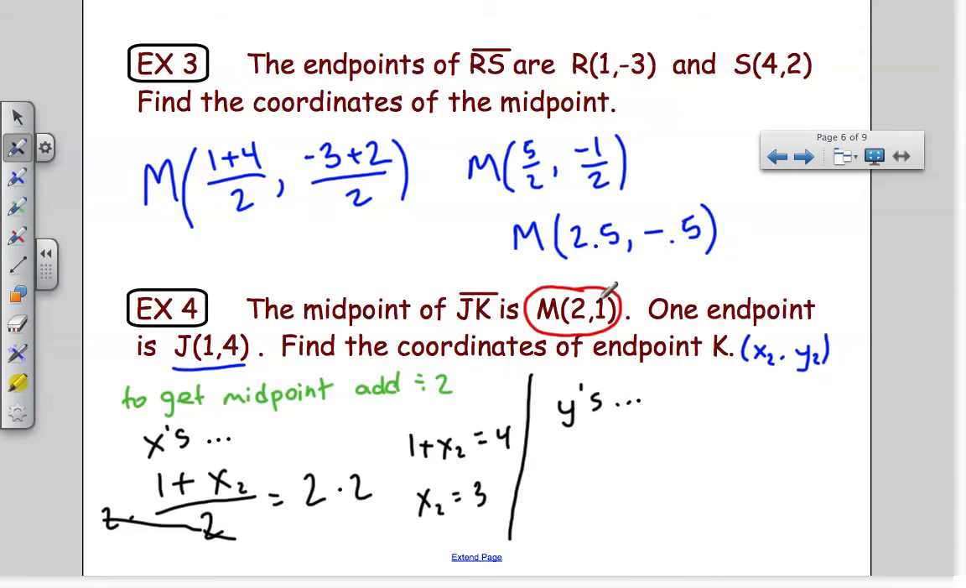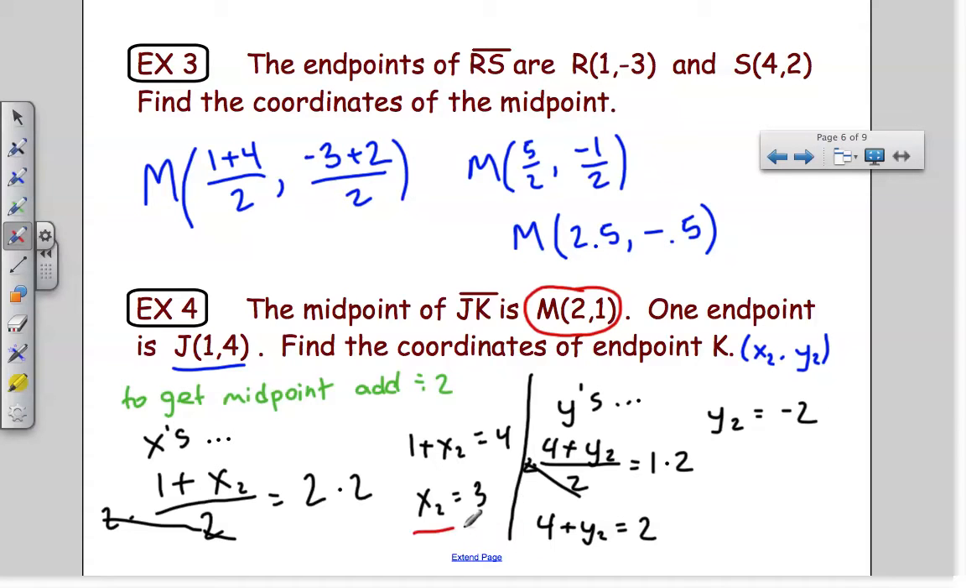I know to get this midpoint y, I had to add the y's divided by 2. The y of one endpoint is 4. The y of the other endpoint, I don't know. Y sub 2. But I know that if I add and divide by 2, I get the middle of the y's, which is 1. And again, I have to solve for that other endpoint, so multiply by 2. I get 4 plus y sub 2 equals 1 times 2 is just 2. And I subtract 4. It looks like y sub 2 is negative 2.